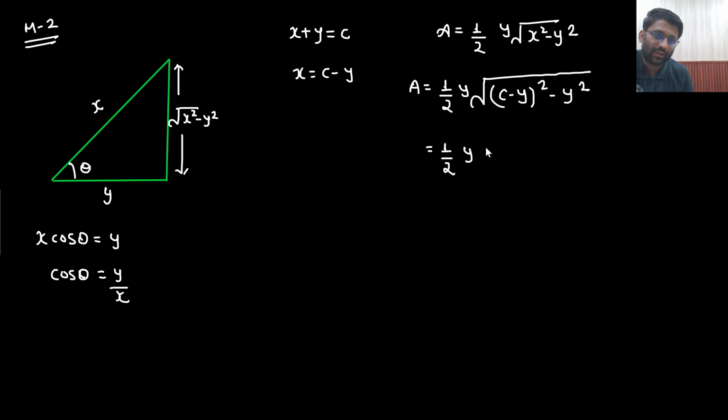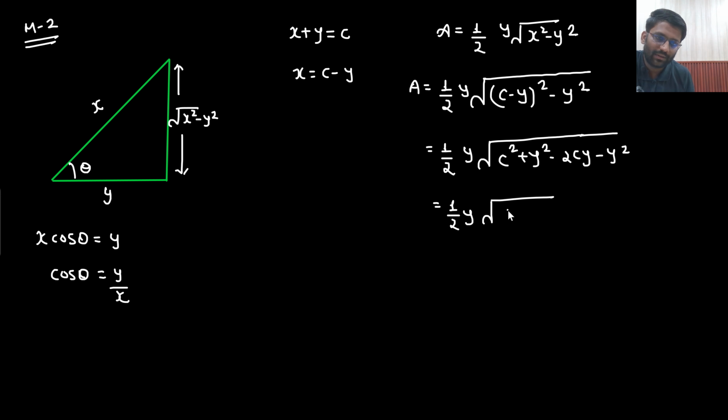This is the calculation that I am doing. So 1 by 2 y under root c square plus y square minus 2cy minus y square. This and this get cancelled out. 1 by 2 y under root c square minus 2cy. Now differentiate with respect to y. So this 1 by 2 is not a matter of concern for me.